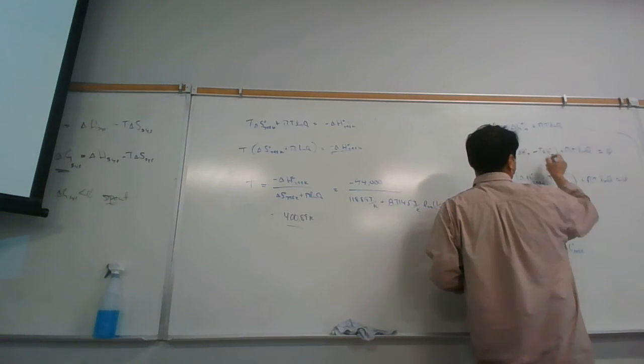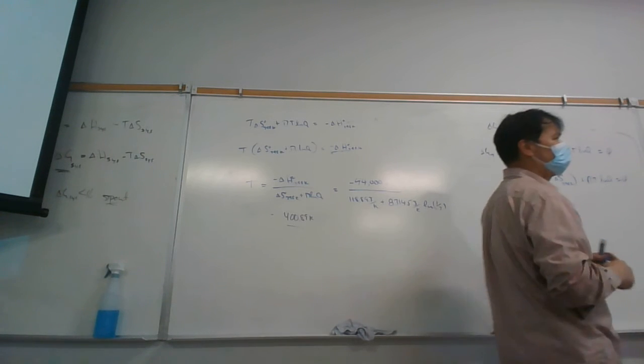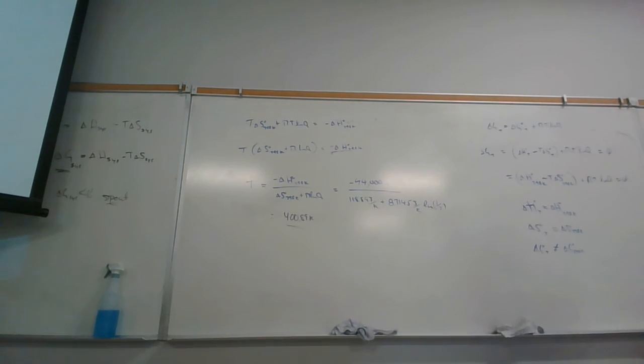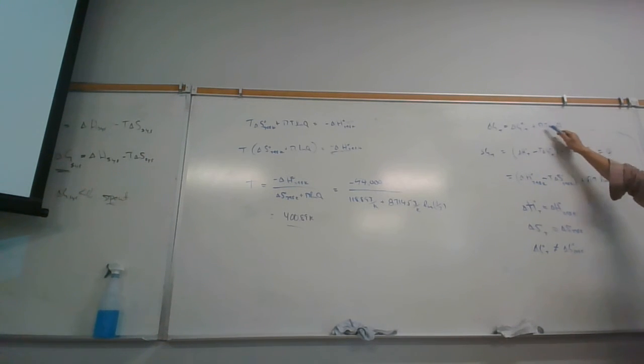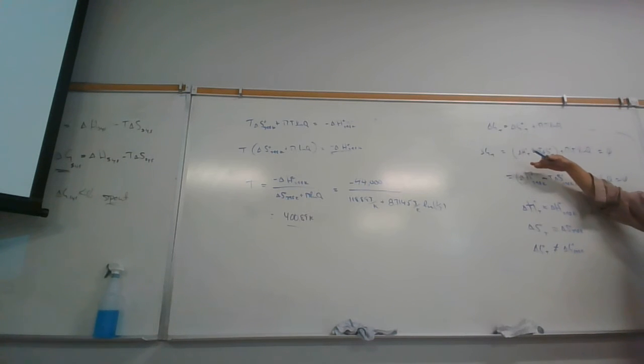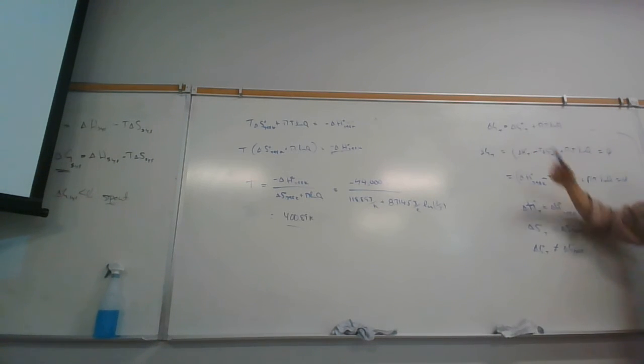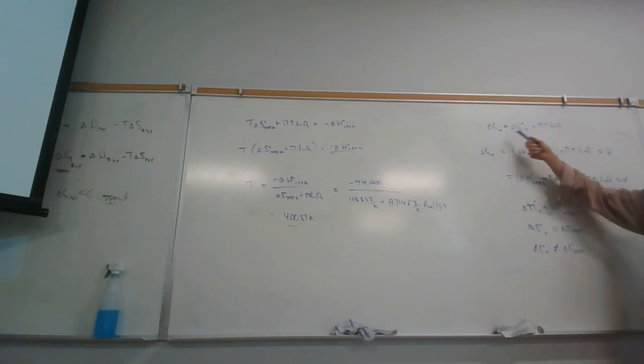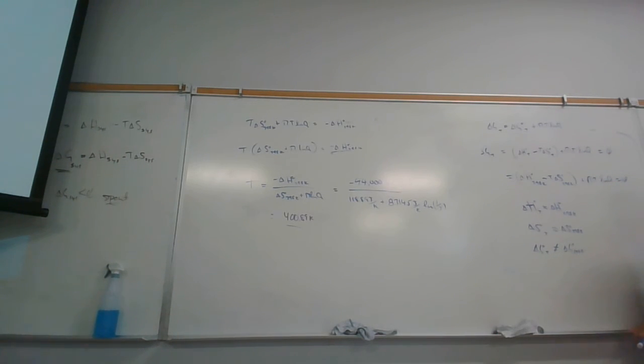Minus T delta S. The signs always get mixed up here. For example, here, this is the correct sign. This is plus RT ln Q. One quick way to check this is as Q gets bigger, Q is products over reactants. As Q gets bigger, we have more and more products, which lowers the driving force, which should mean that delta G becomes more positive. So as Q gets bigger, delta G becomes more positive. This is different here. So this is delta H minus T delta S.